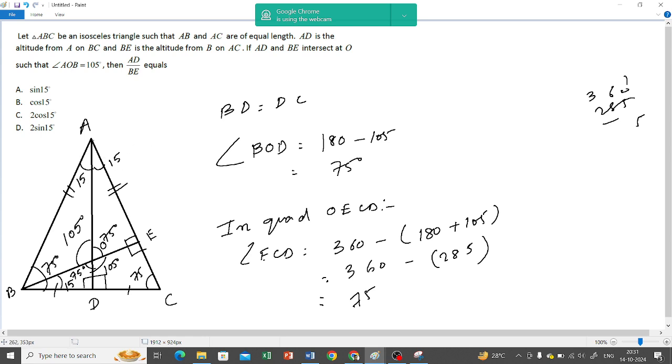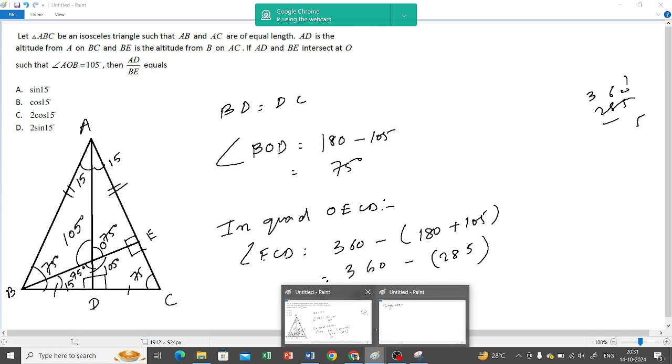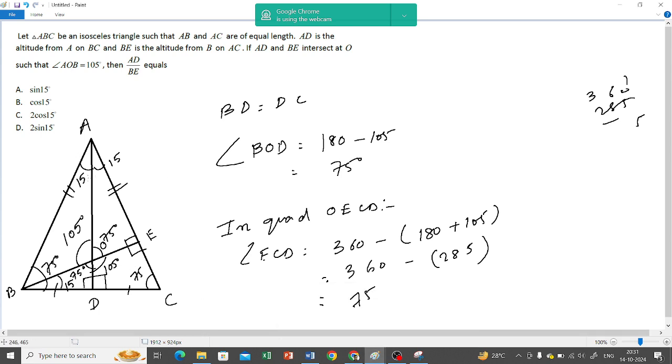See, in triangle ABD we have this 15 degree, this 75 degree, and this 90 degree. So this is a right angle triangle, so we can apply trigonometry. Now I am trying to find a trigonometrical ratio that will have AD in it. If I consider 15 as my angle for calculation, which trigonometrical ratio will help me get AD?